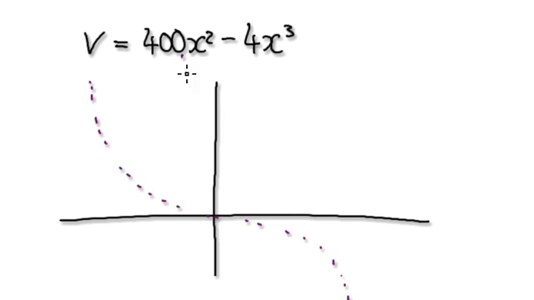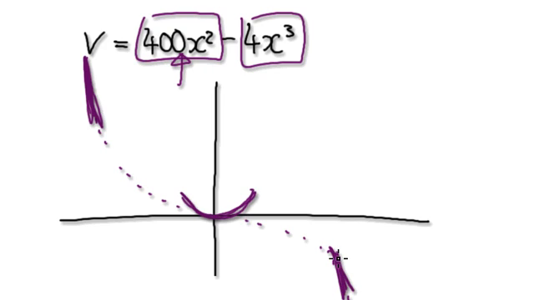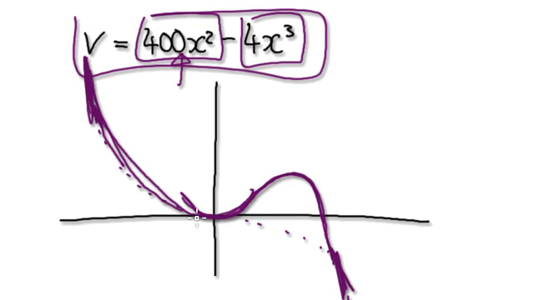But when x is small, this term here dominates. So it wants to do a positive quadratic. So it wants to do something like this. When it's big, it wants to do a negative cubic here. So now you can only guess. So guess it to be something like this, and then maybe something like this. Okay. So this graph here will look something like this.